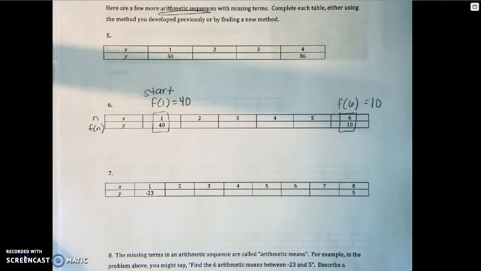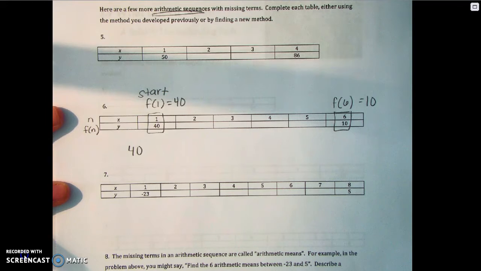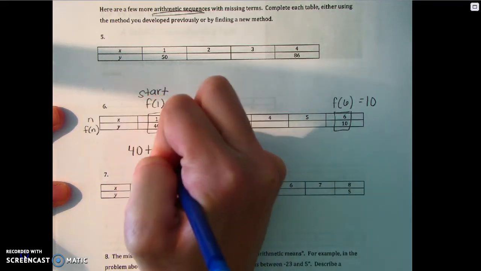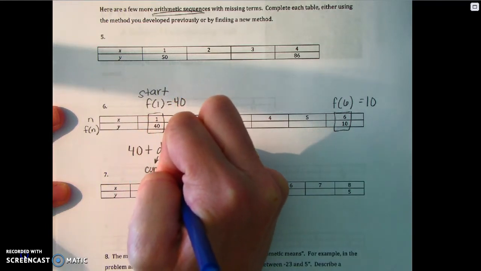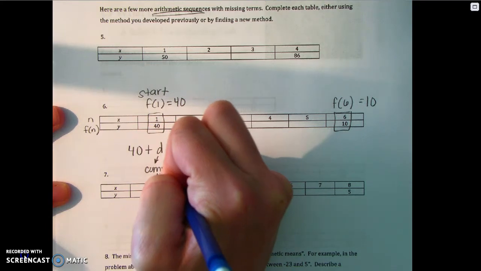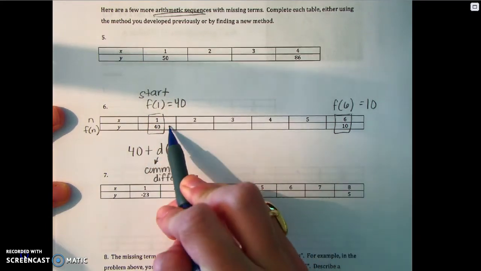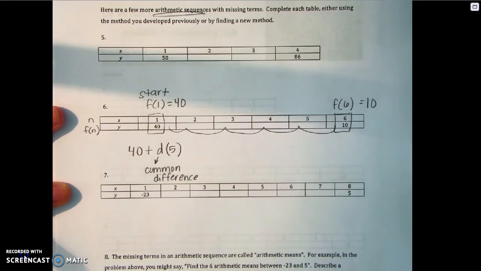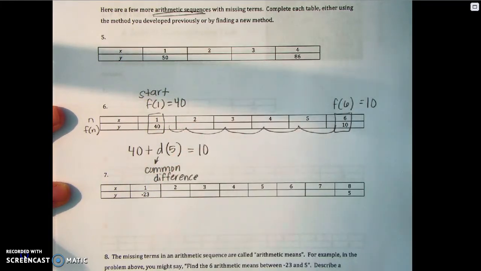So some of you might have said that I know that I'm starting at 40, similar to how we write our explicit equations. And I'm adding some difference, and I'm using a variable because we don't know what the common difference is. Five times, because to get from 40 to 10, it's 1, 2, 3, 4, 5 spaces. I'm adding whatever that common difference is 5 times. And when I get there, I'm going to have 10, because that's my f of 6.